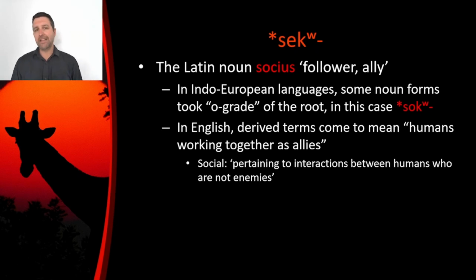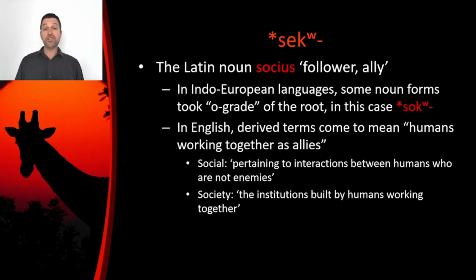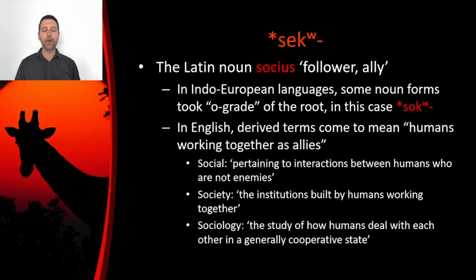So social, that's an adjective that means pertaining to interactions between humans who are not enemies. Society is, as a whole, the institutions that are built by humans working together as non-enemies. Doesn't mean you have to love them, but you're not fighting with them. There's not usually a lot of violence going on in a society, hopefully, if it's a good society, right?